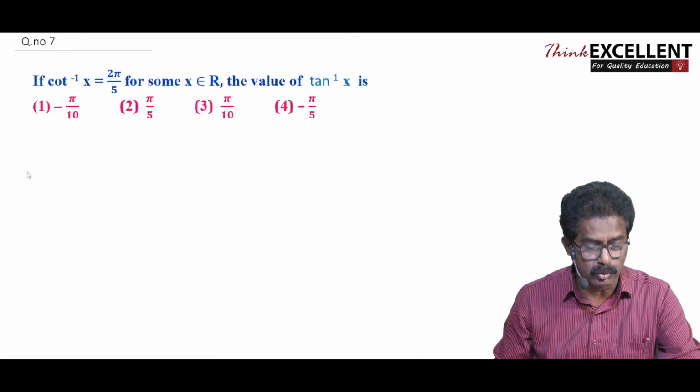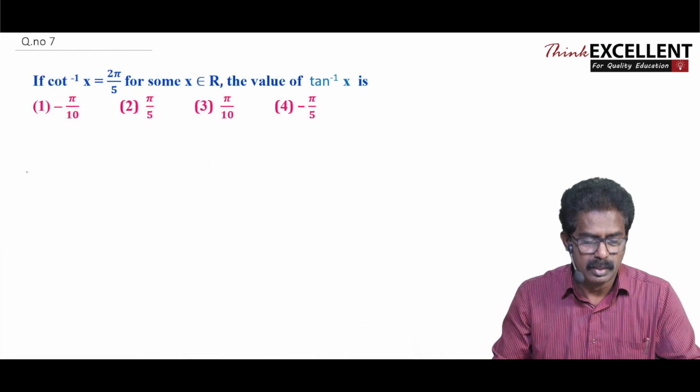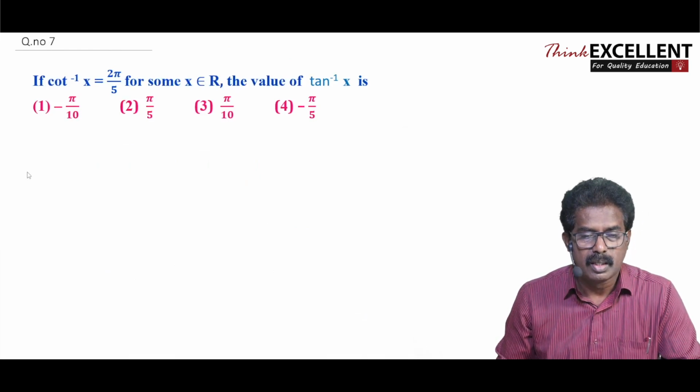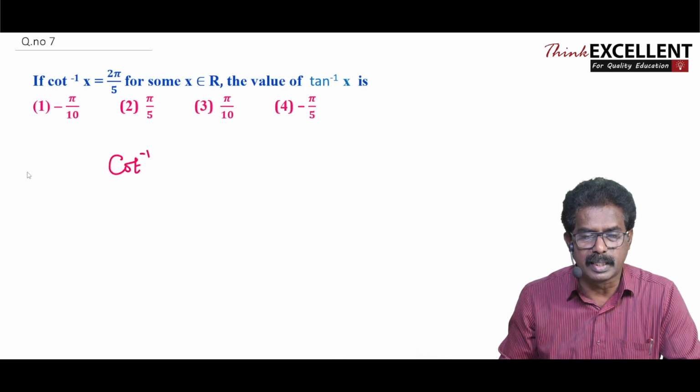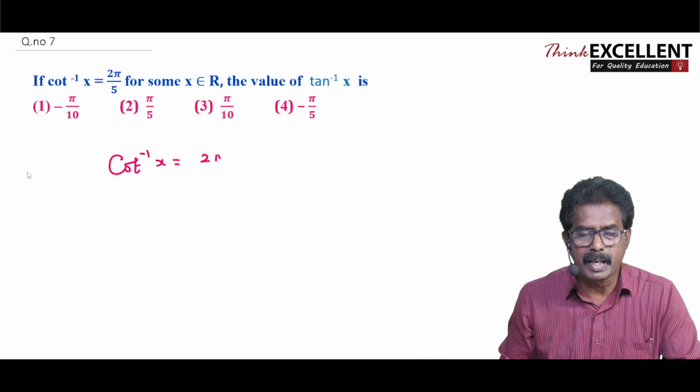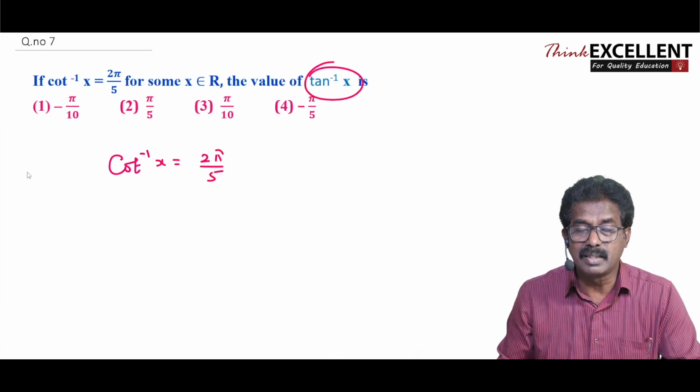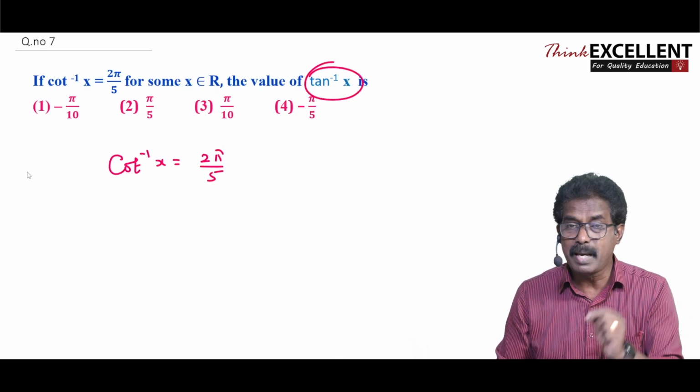Now let's move on to question number 7. See what is given here. Cot inverse x is equal to 2 pi by 5. They asked to find the value of tan inverse x. Same property.